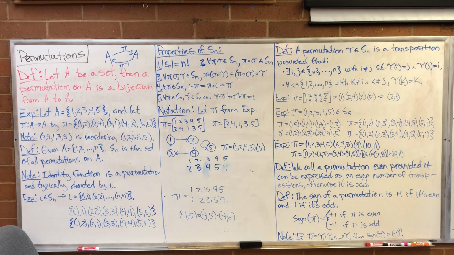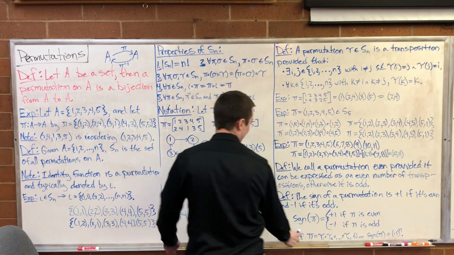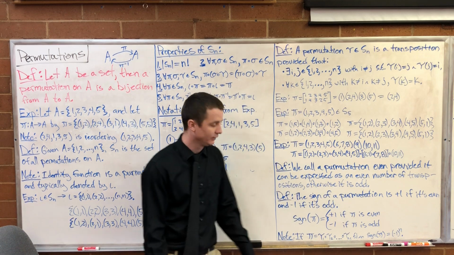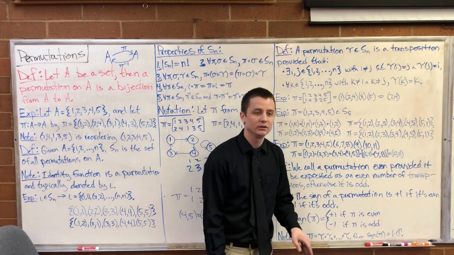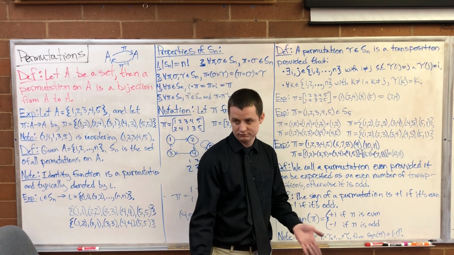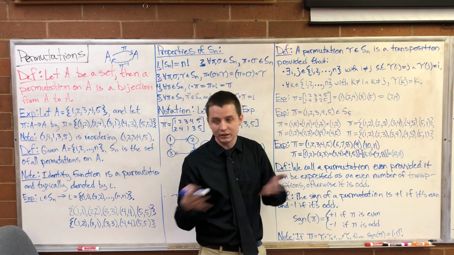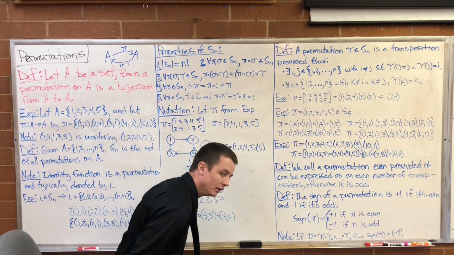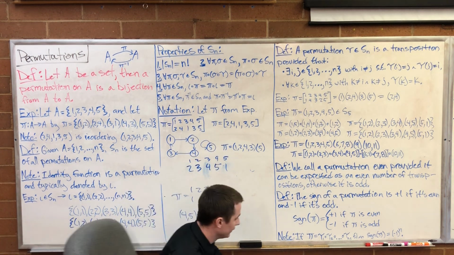So the sign of a permutation. We say that the sign of a permutation is +1 if it's even, and -1 if it's odd. So we're going to make up this little sign function. You give it a permutation, it spits out +1 if pi is even, and -1 if pi is odd. So rather than calling it even or odd, we want to represent it with +1 or -1. And you'll see why we want to do that in a second.